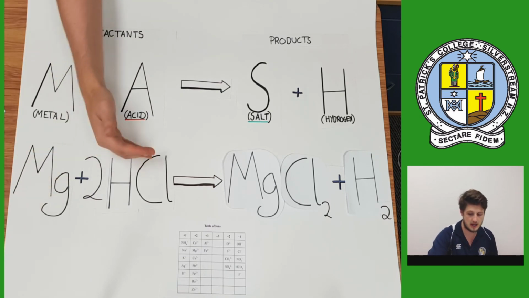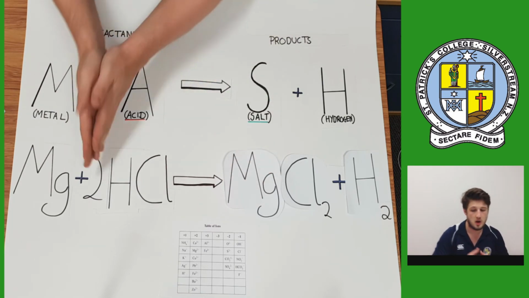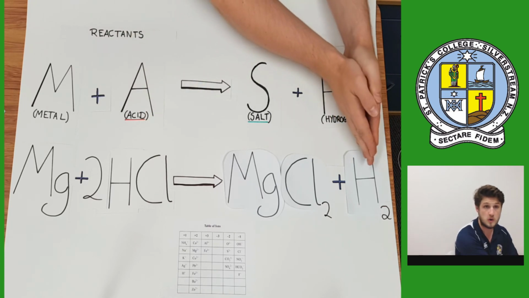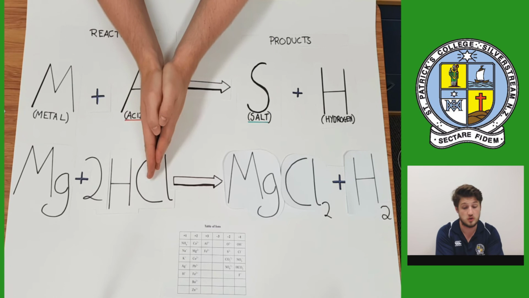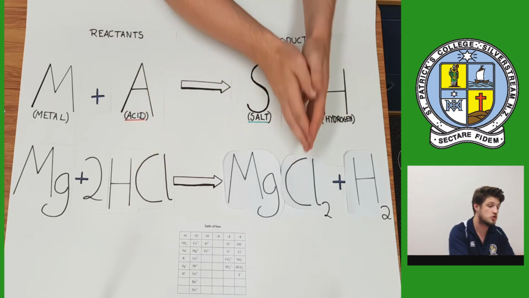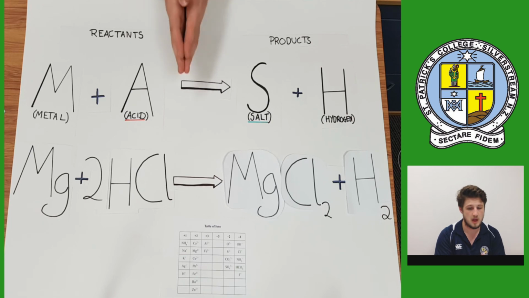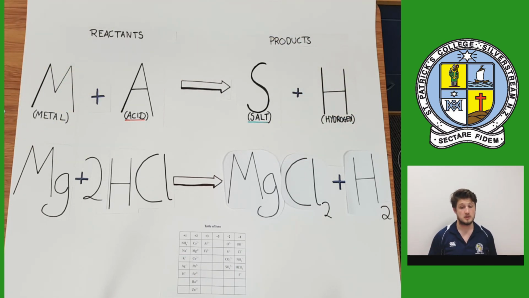1 magnesium going in as a reactant, 1 magnesium coming out as a product. 2 hydrogens going in as reactants, 2 hydrogens coming out as products. 2 chlorines going in, 2 chlorines coming out. Looks pretty good to me. We are now balanced. That is our mass reactions.